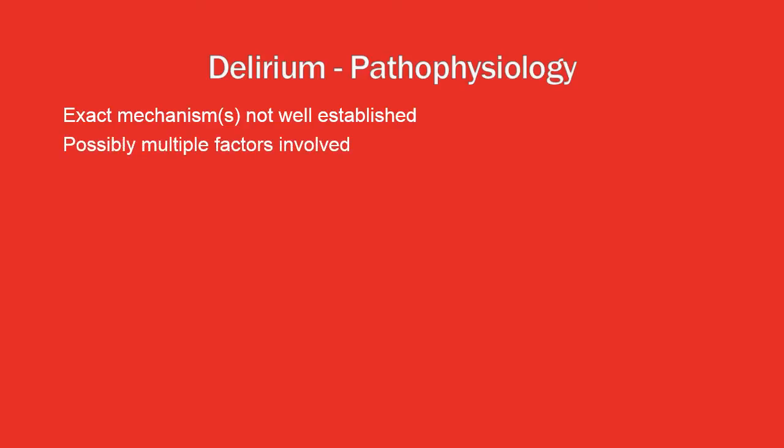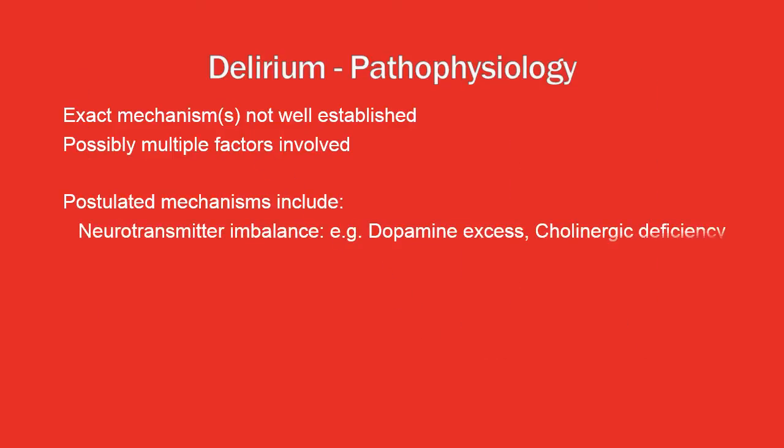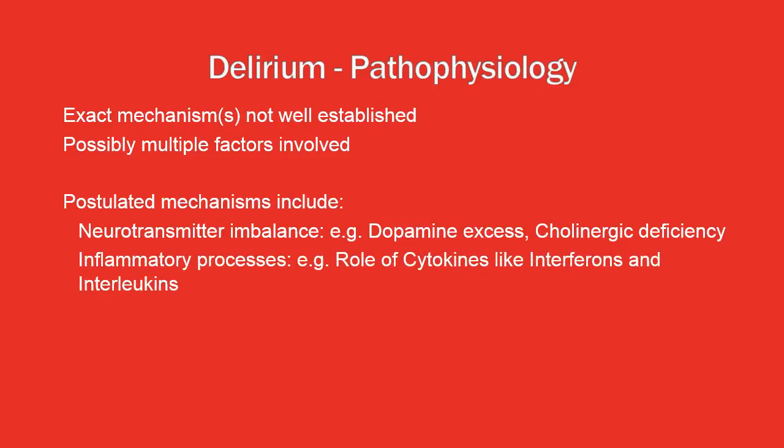What is the pathophysiology of delirium? The exact mechanism or mechanisms have not been well established. It is possible that multiple factors are involved. The postulated mechanisms include neurotransmitter imbalance, typically dopamine excess or cholinergic deficiency. Support for this comes from the fact that anticholinergics can precipitate delirium, and dopamine antagonists like antipsychotics can improve symptoms of delirium.